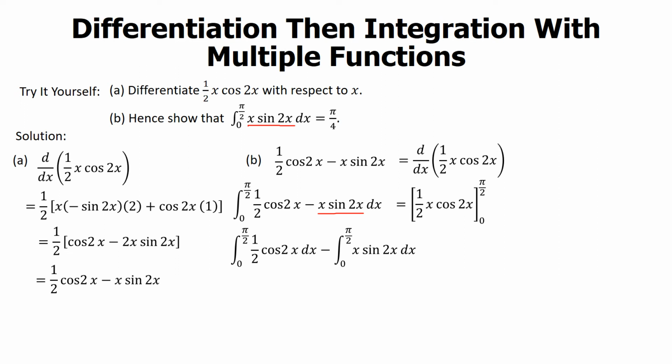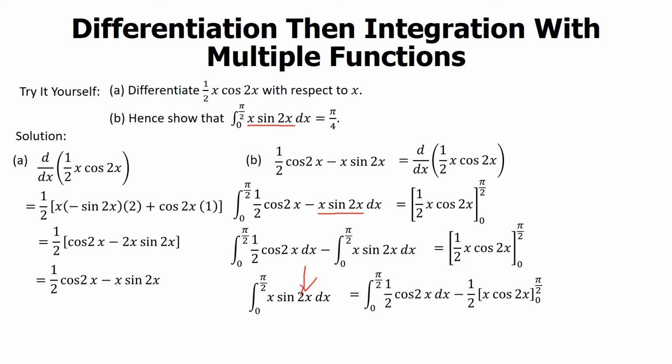we integrate these two functions separately, which is integration from 0 to pi over 2 of half cosine 2x dx minus integration from 0 to pi over 2 of x sine 2x dx equals half x cosine 2x from 0 to pi over 2. Then we make integration from 0 to pi over 2 of x sine 2x dx the subject. So it equals integration from 0 to pi over 2 of half cosine 2x dx minus half x cosine 2x from 0 to pi over 2.